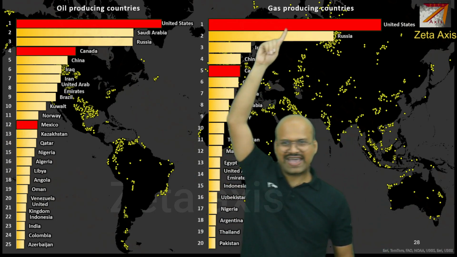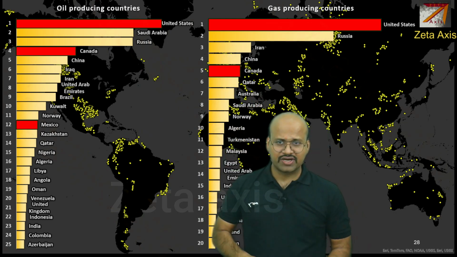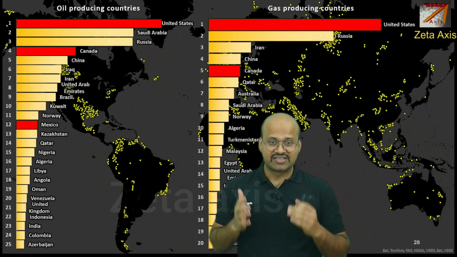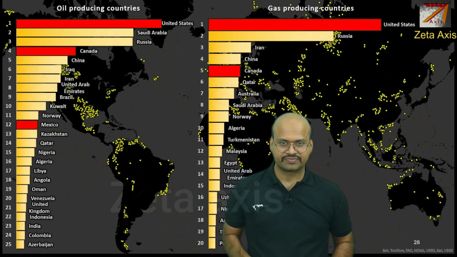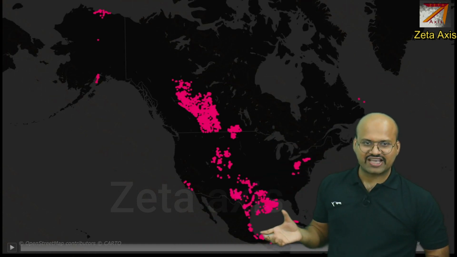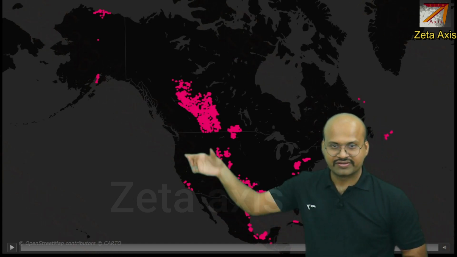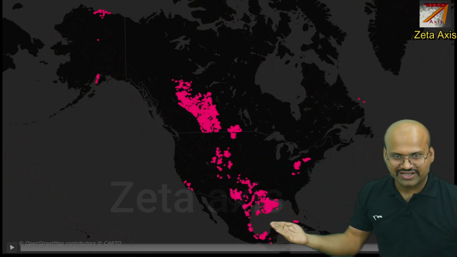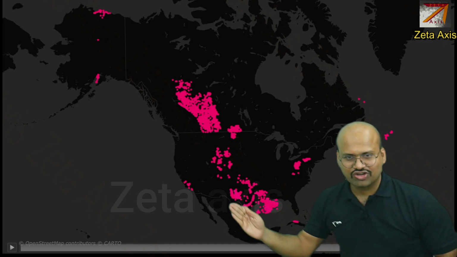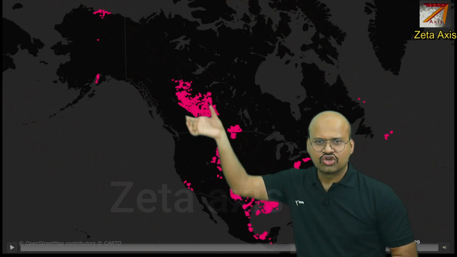So for both gas production and oil production, United States is at the top, and remember this includes all type of gas, that is shale gas as well as natural gas. Now here are the deposits of oil and gas across North American continent. You can see that it is a band which starts from this Gulf of Mexico. It spreads across the central region. Remember, here we have the Rocky Mountains, and then it goes in Canada.